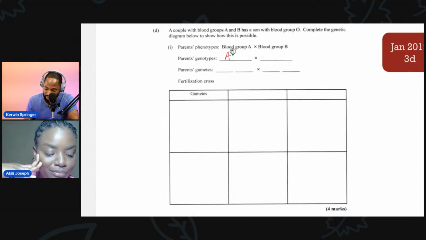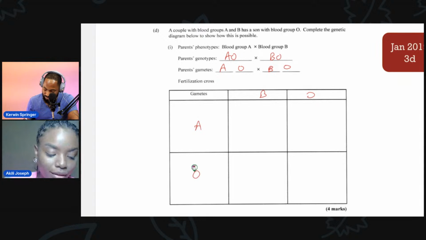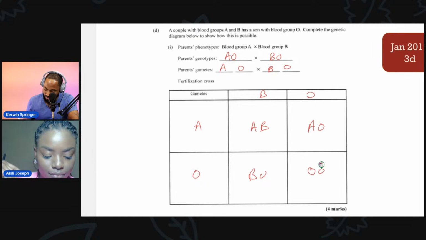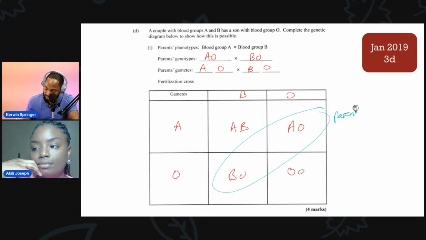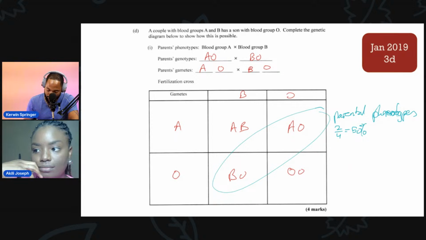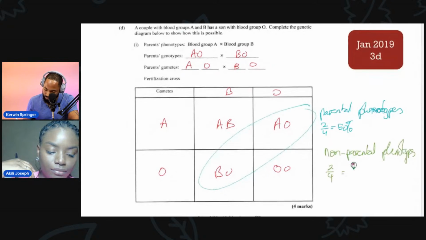So, parents AO and BO. Well, it's the same thing. You put A, B, O on one side, A, O on the other side. You show your possibilities. Put the dominant first. Now let's get the proper terms there. These are the parental phenotypes, with a 50% chance total, and these are the non-parental phenotypes. But I didn't ask about non-parental.